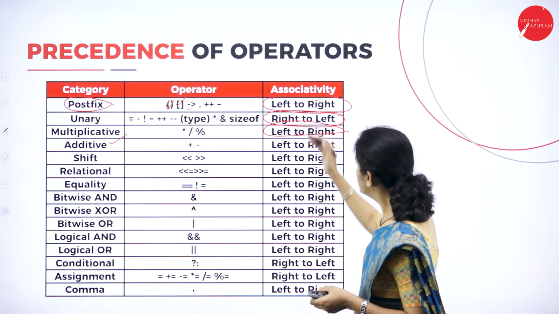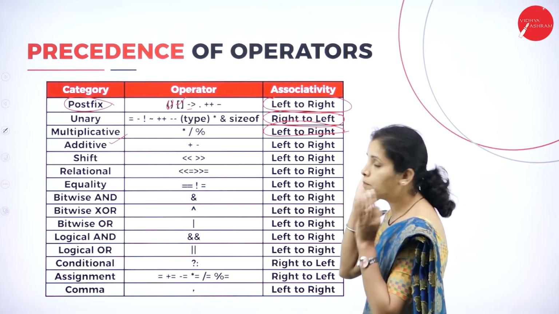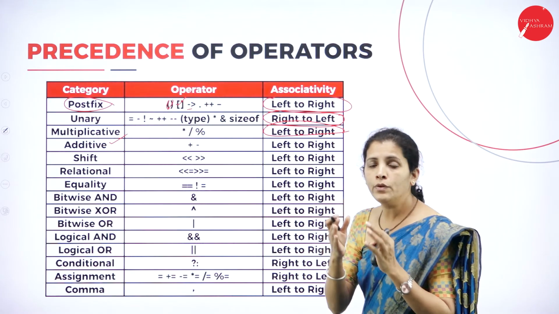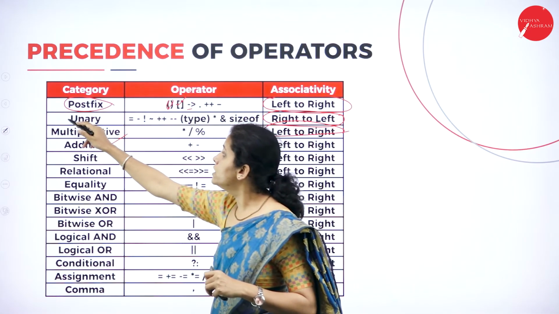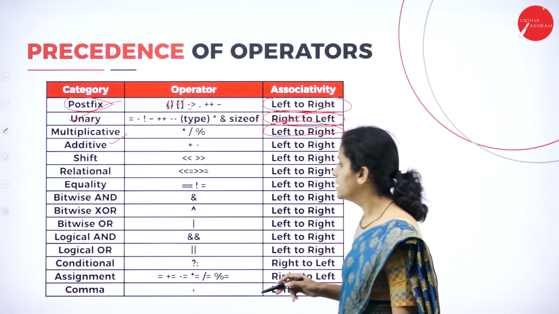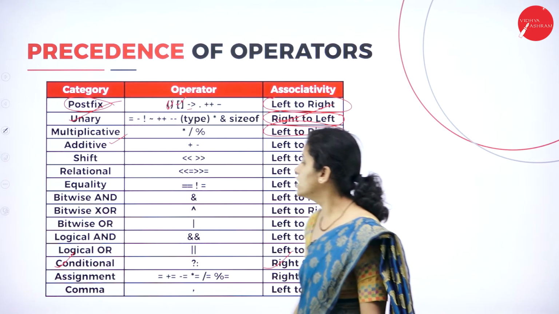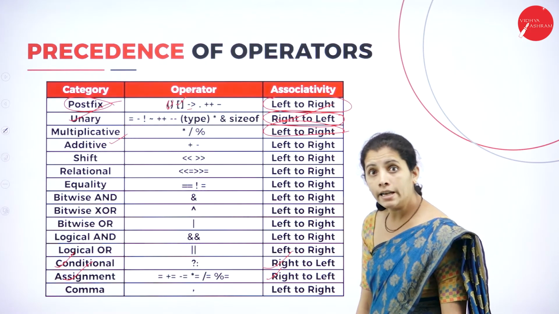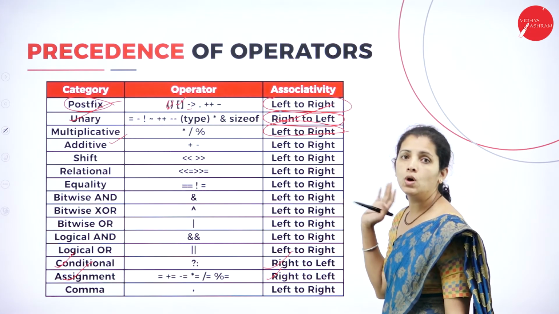Okay, now see, almost all the operators are going to work from left to right, and only for a few situations I'm going to consider right to left. That is, in my unary operator, I'm going to evaluate right to left, and in my conditional operator, I'm going to evaluate right to left, and in my assignment operator, I'm going to evaluate right to left. And in the rest of the operators, I'm going to evaluate left to right.